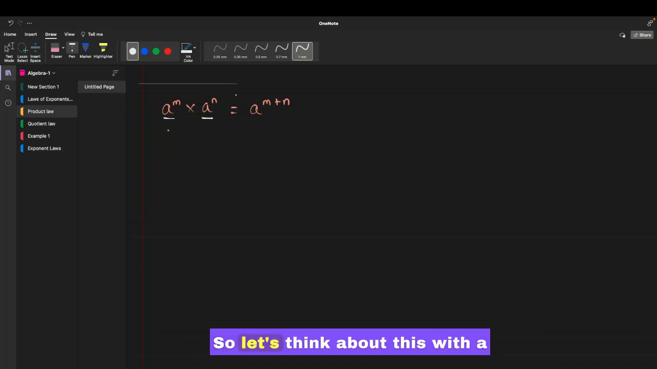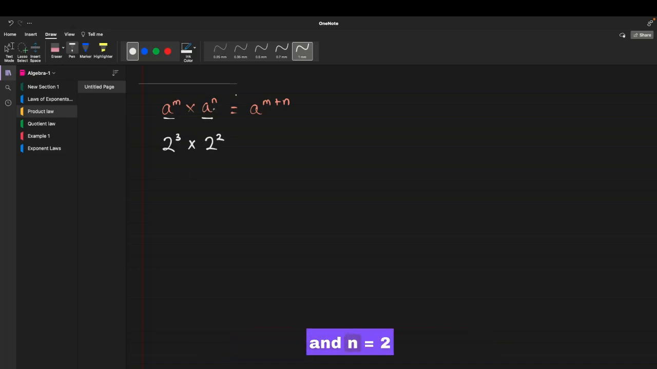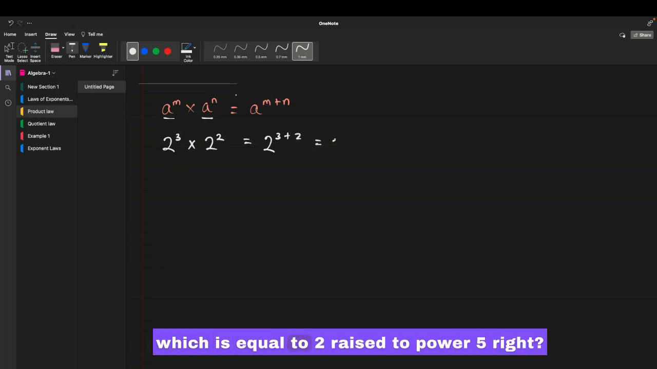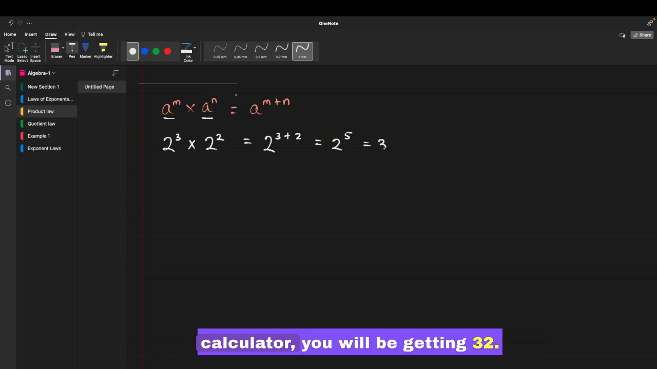So let's think about this with a number. It will make more sense. 2 raised to the power 3 times 2 raised to the power 2, right? Where m in this case is equal to 3 and n is equal to 2. So when we apply the law, we will be saying that 2 raised to the power 3 plus 2, which is equal to 2 raised to the power 5, right? And if you punch this into a calculator, you will be getting 32.